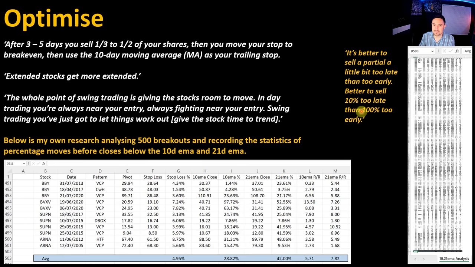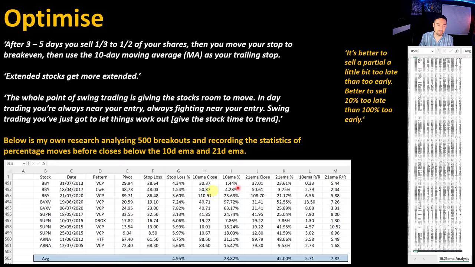Now, this is the actual data table that feeds into these results here. Obviously, I cannot show this with the clarity that you can actually read the figures, so here is a print screen of it. Here is the result. This is my own test, my own data series. I looked at 500 of these stocks and used the 10 EMA and the 21 EMA. I wanted to know from these flags, pennants, wedges, VCPs, cup and handles, Darvas boxes, these breakouts, how fast do the stocks move? And I looked at 500 of them.